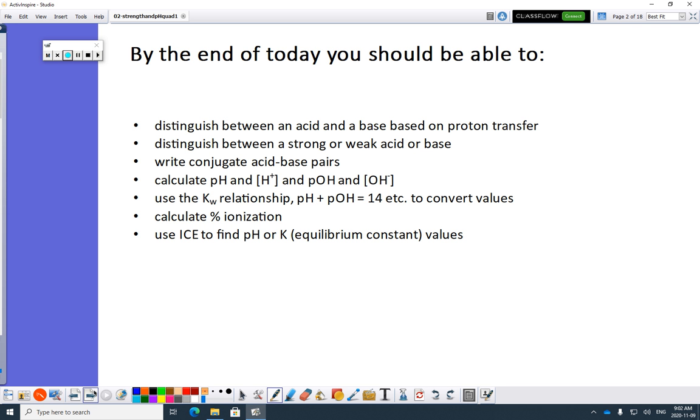Today we're going to calculate percent ionization, and because we are going to focus on weak substances today, we are going to have to use ICE.